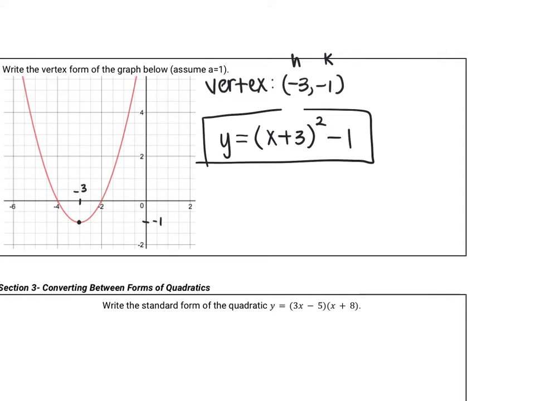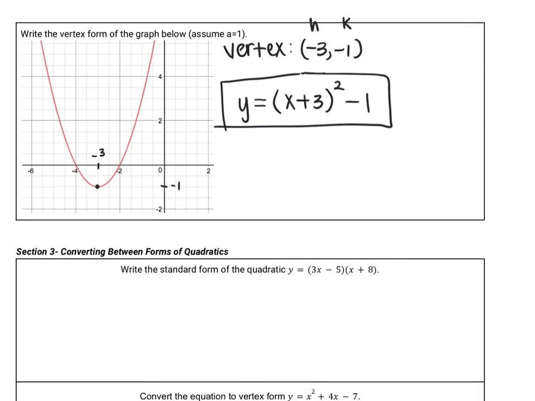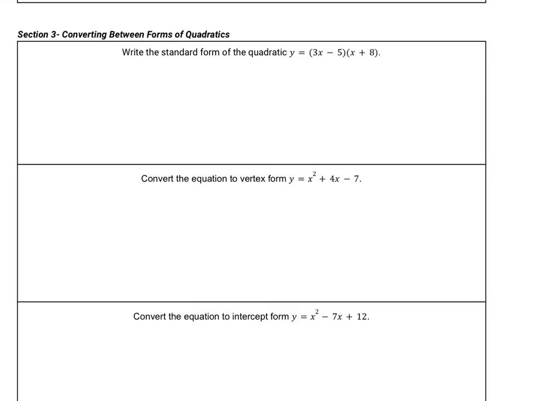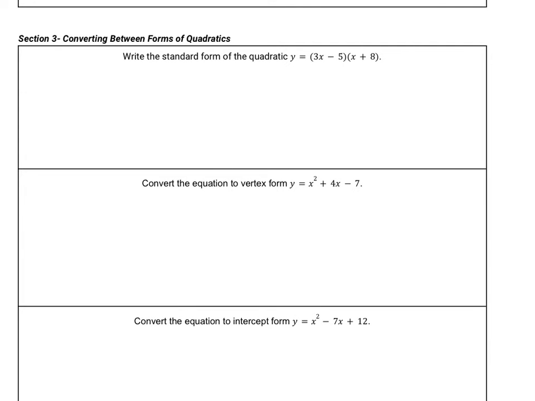I highly recommend that after you've written an equation in vertex form, you graph it in Desmos to make sure it matches the graph you're given. Or if you're given the vertex and you're putting it in vertex form, you graph it in Desmos and check that the vertex matches. So definitely use Desmos as a way to check your work here. In Section 3, we talked about converting between the forms of quadratics. If we're given the quadratic y equals 3 times x minus 5 times x plus 8, we want to write it in standard form. That means we have to distribute. We have to use FOIL.